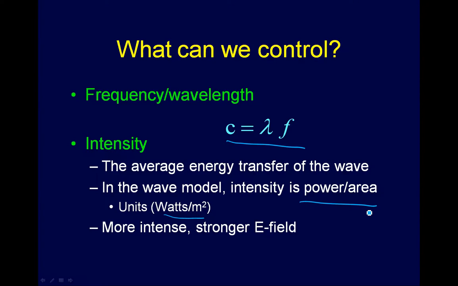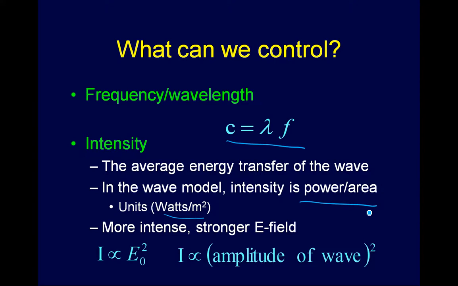Now, the more intense it is, the stronger the electric field is. So the intensity is proportional to the electric field squared. We're going to compare the two different models. The first model is the model they used at the time, which is the wave model, and the second will be the particle model, which Einstein came up with.